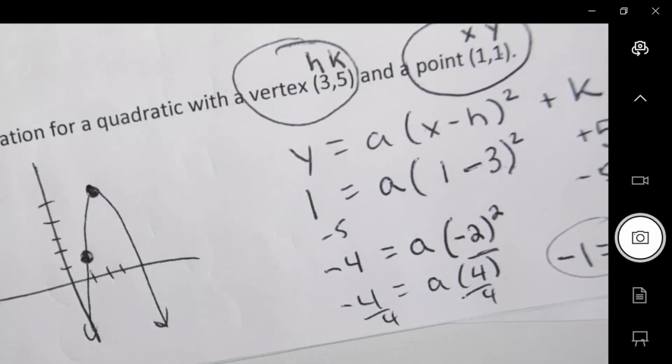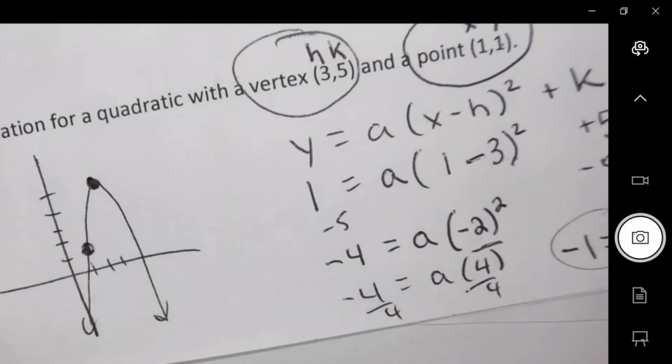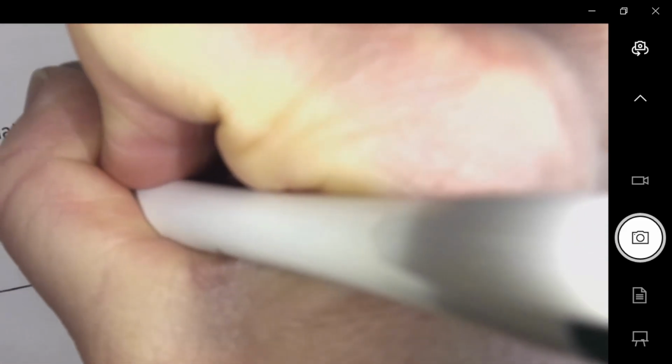Does it make sense to go through that point? I need a negative slope. Okay? Now I'm also going to talk about this because we might run into this.